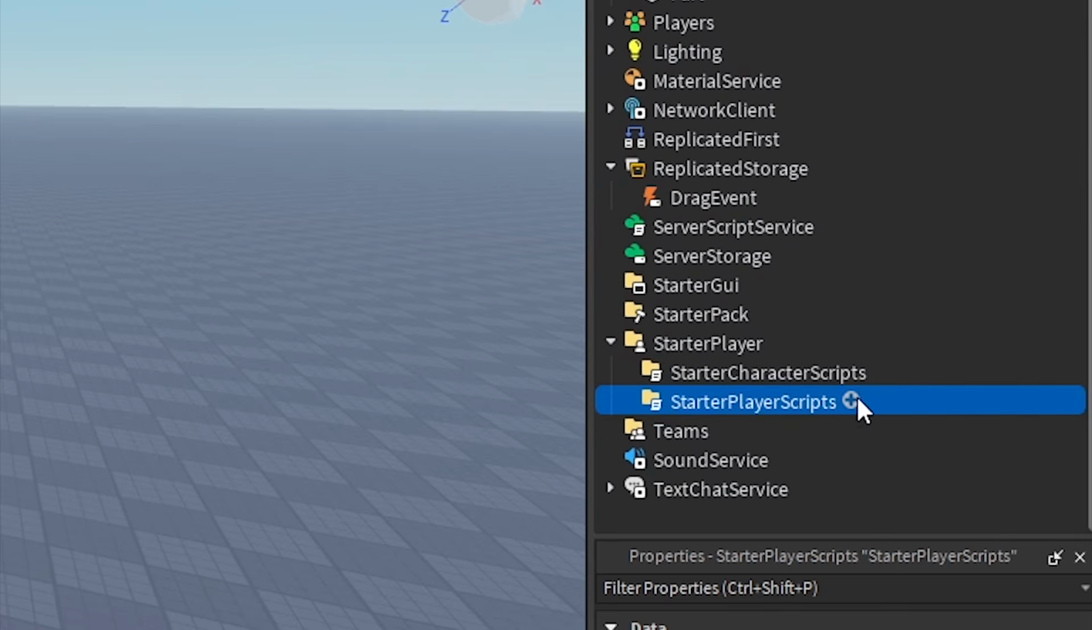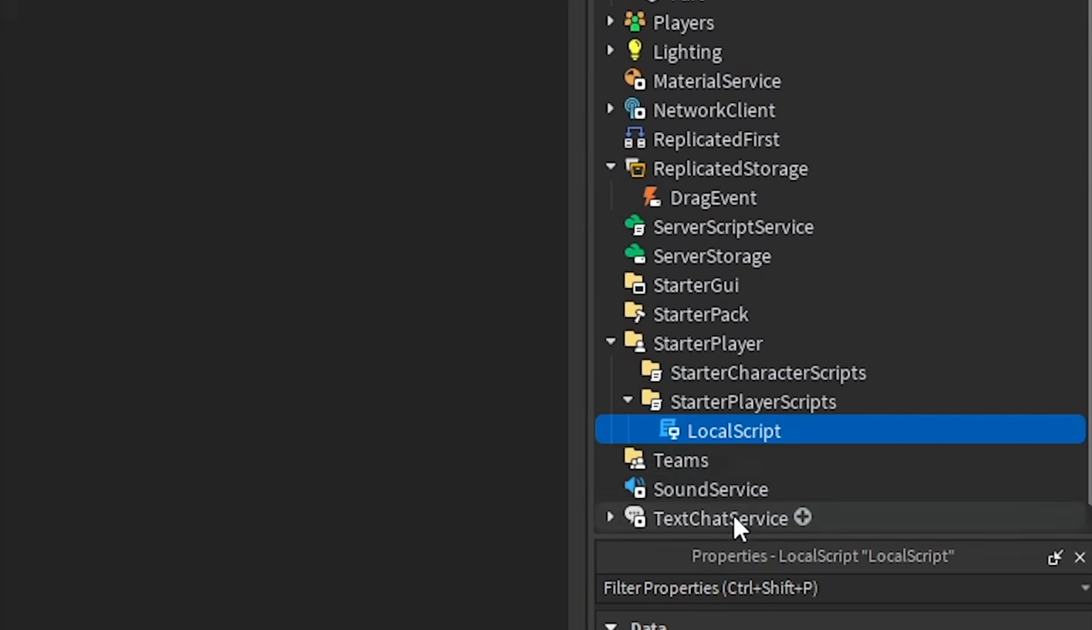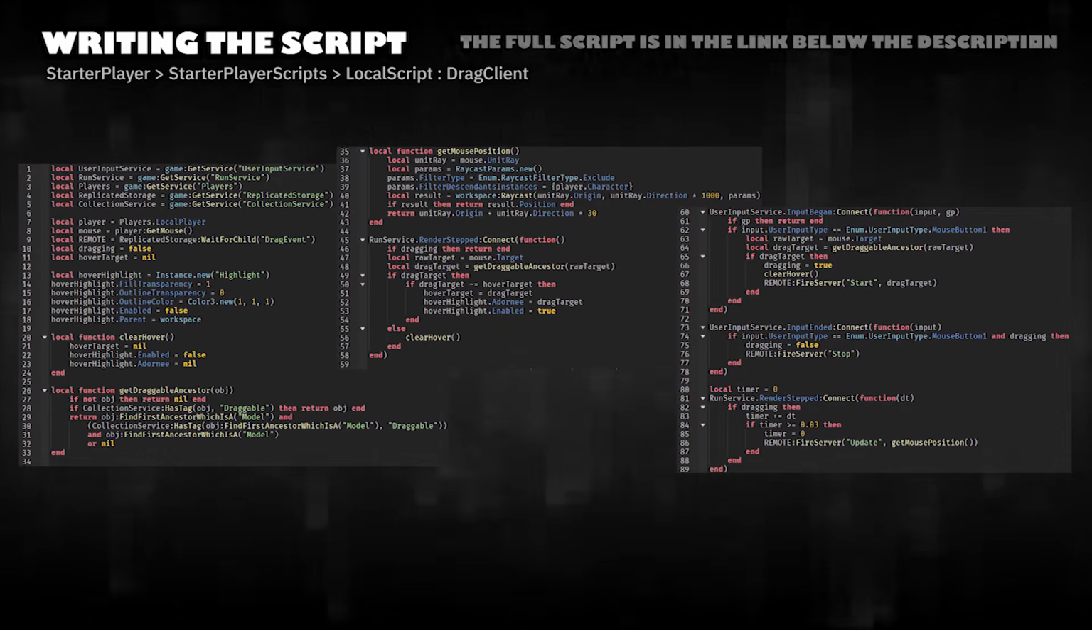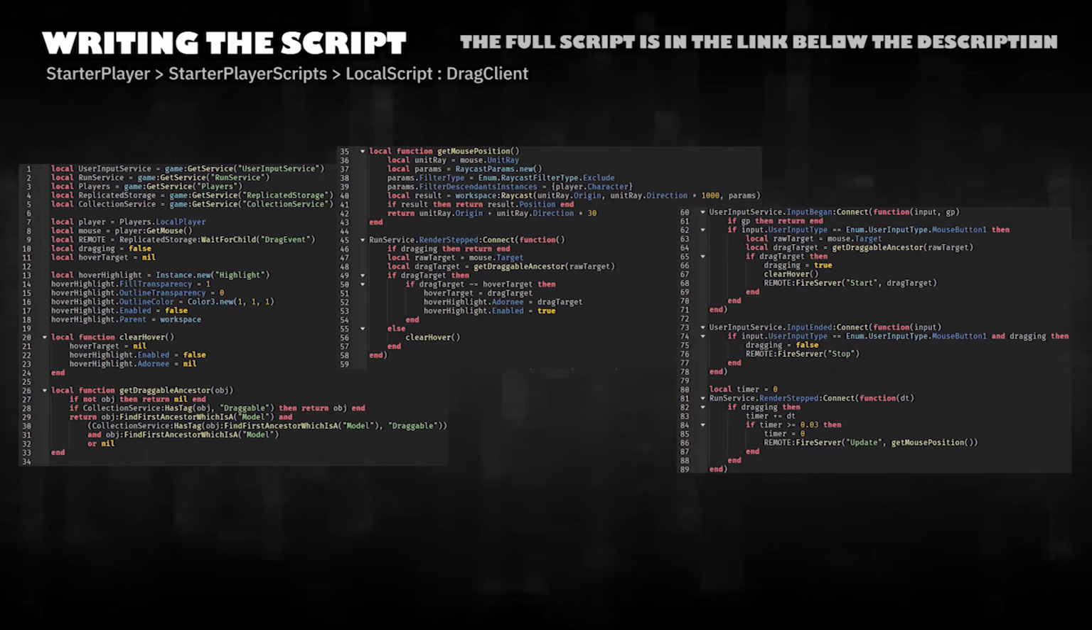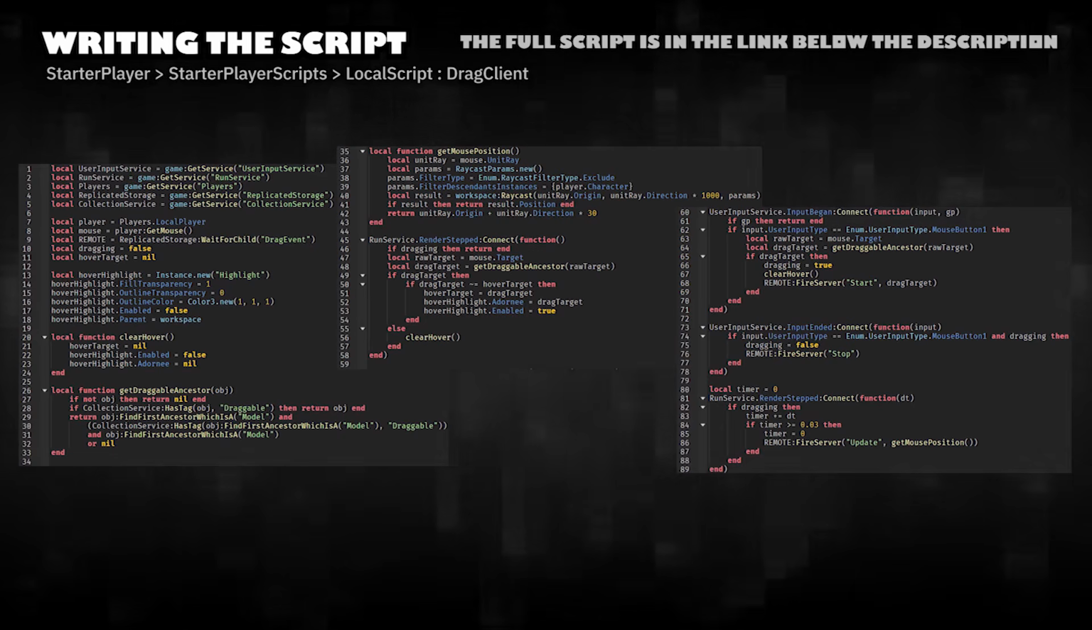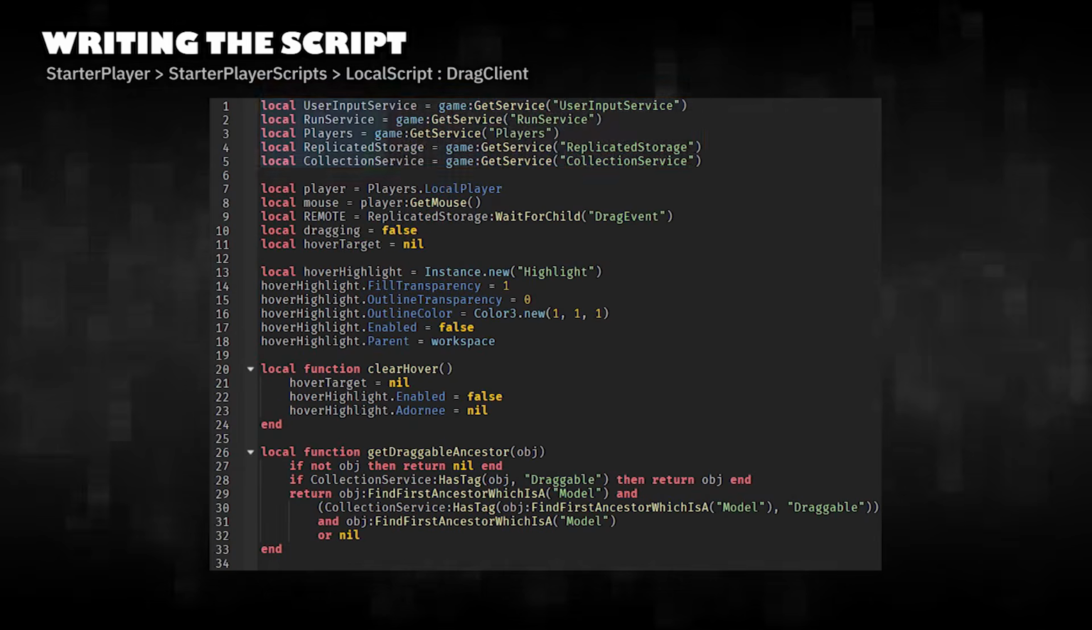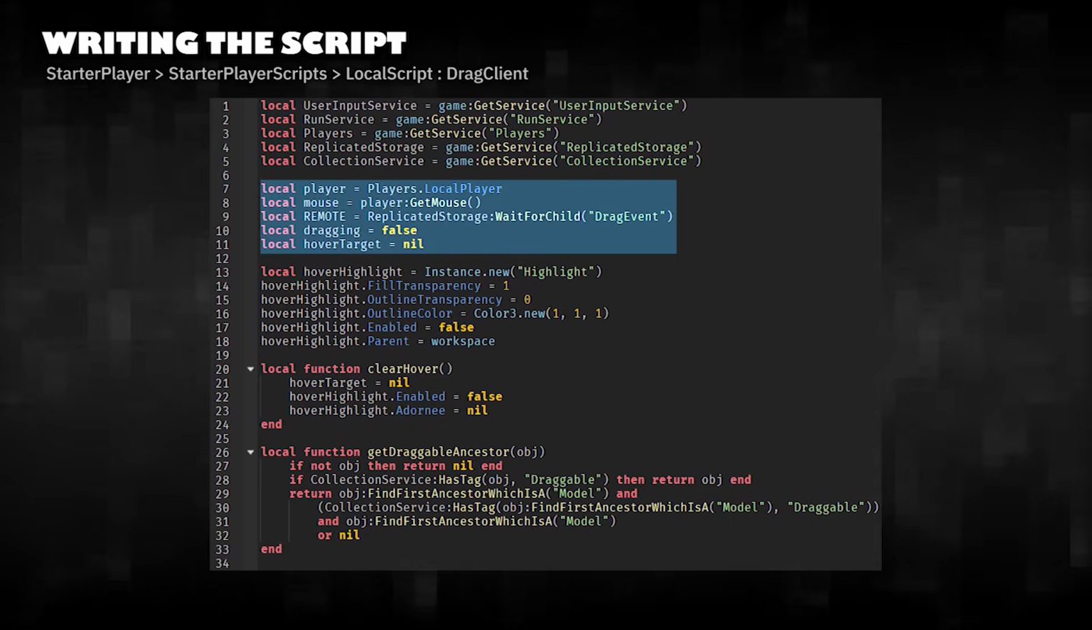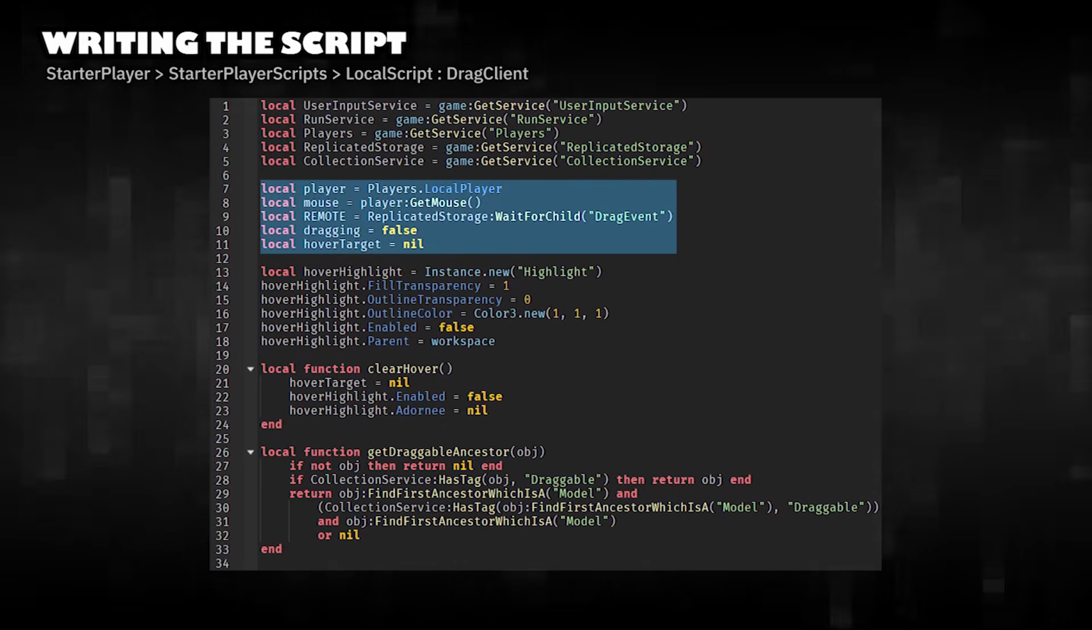Add local scripts to starter player scripts. Writing the script. This script lets the player click, drag, and move any object tagged as draggable. Getting services, setting up player, mouse, and remote event.